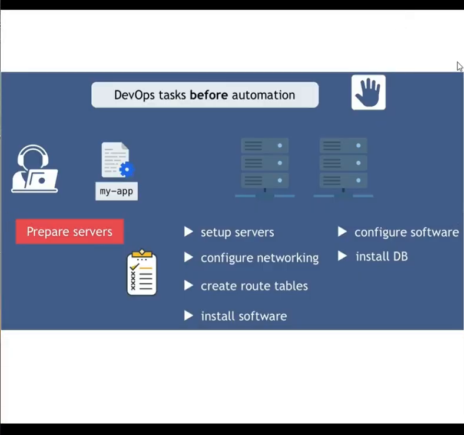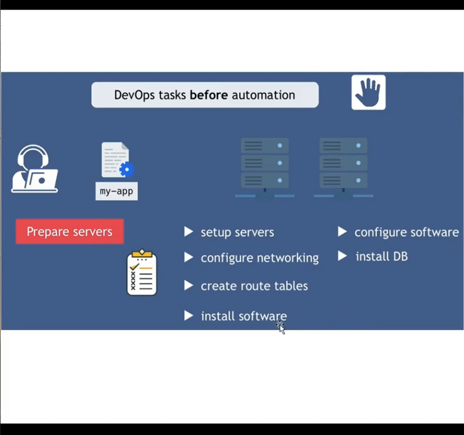So let's take a look at this scenario. Hypothetically, let's say I want to create an e-commerce website. So let's call it my app right here, right? In order for me to create my app website, obviously I'm going to need the servers, right? I need to provision servers. I need to set up and configure networking for my environment. I need to create the route tables.